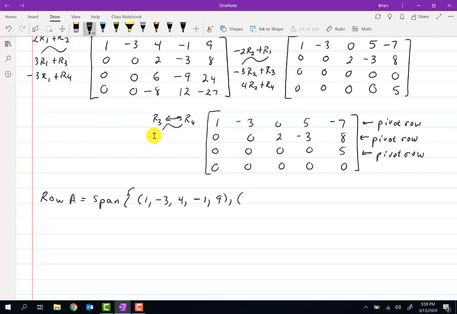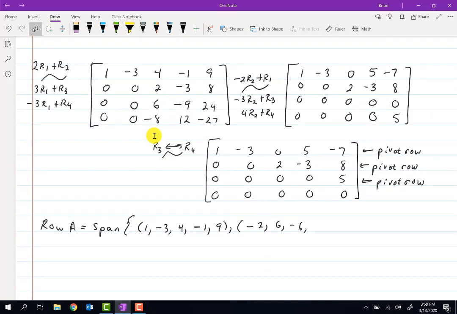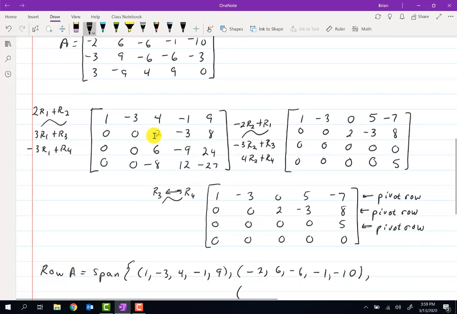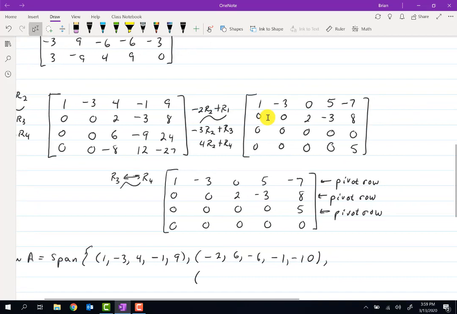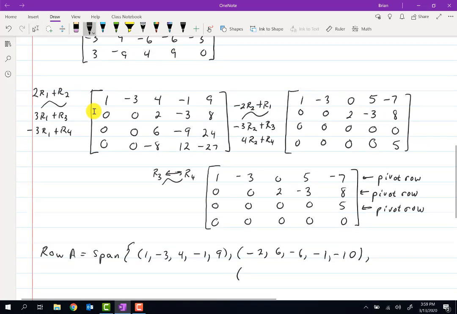The second row was -2, 6, -6, -1, and -10. And then the third row, well, remember it was in the fourth row. So we actually went, not the third row, but I went the fourth row, 3, -9, 4, 9, 0.